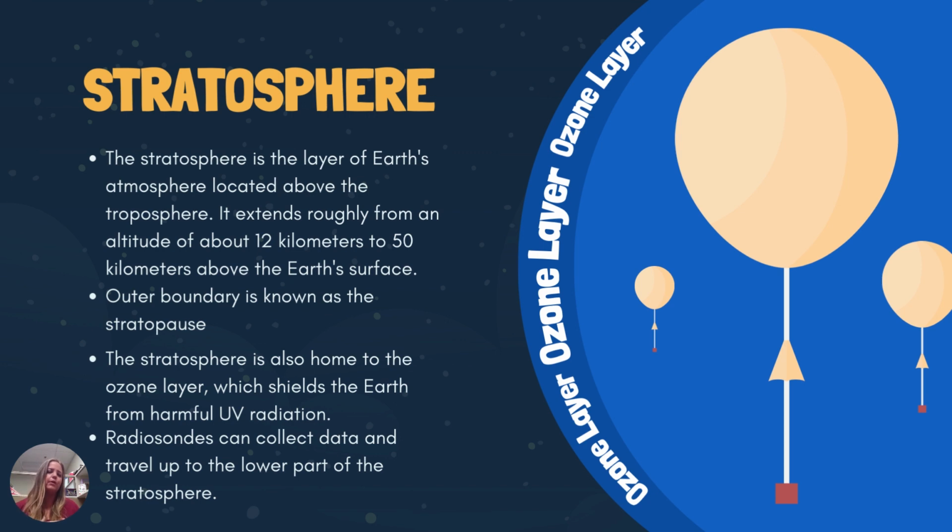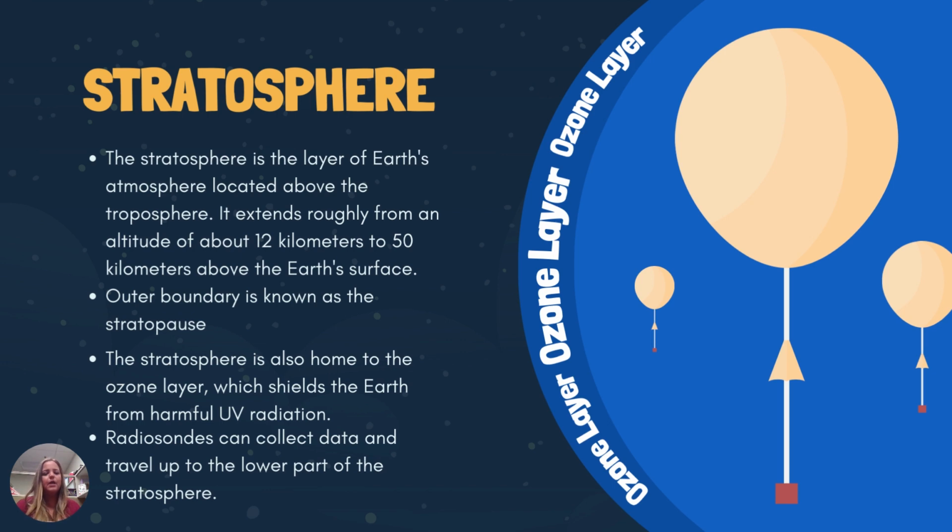So that goes from 12 kilometers to 50 kilometers above Earth's surface. And this outer boundary, once you get closer to the mesosphere, is called the stratopause. This is also where the ozone layer is. So 12 to 50 kilometers away from us, right? So we don't necessarily have to worry about all of that excess oxygen there. And again, the ozone layer shields us from excess UV radiation.